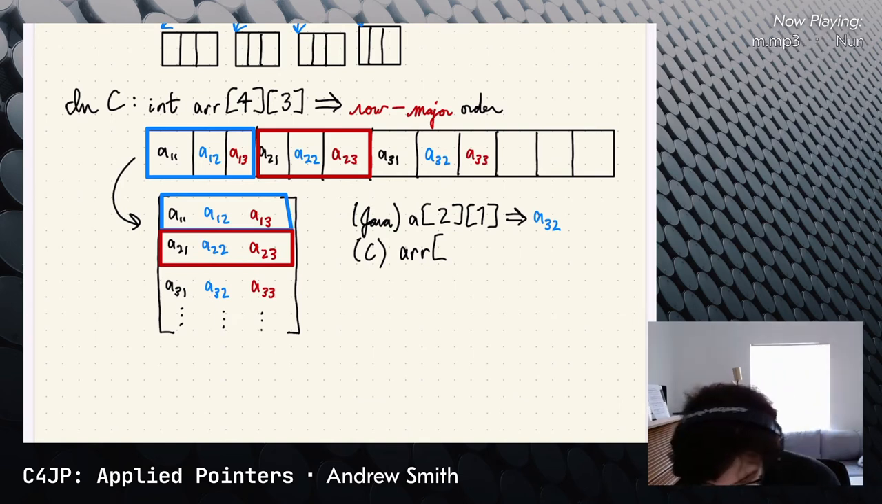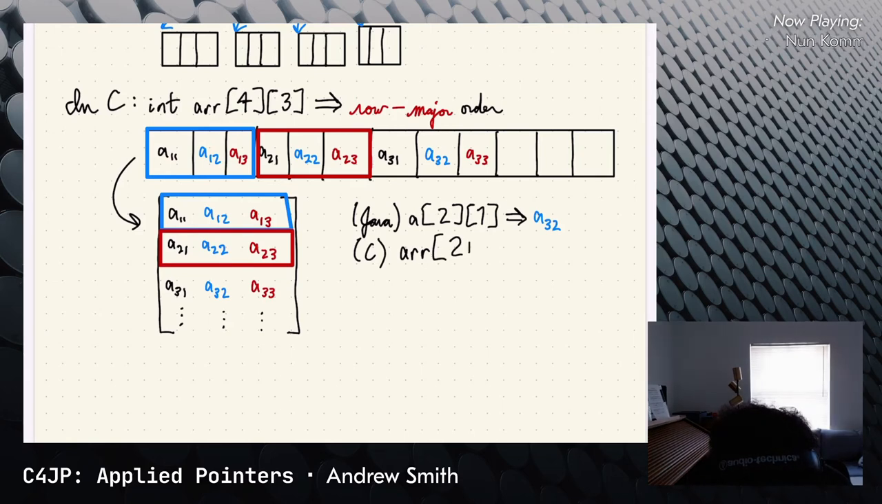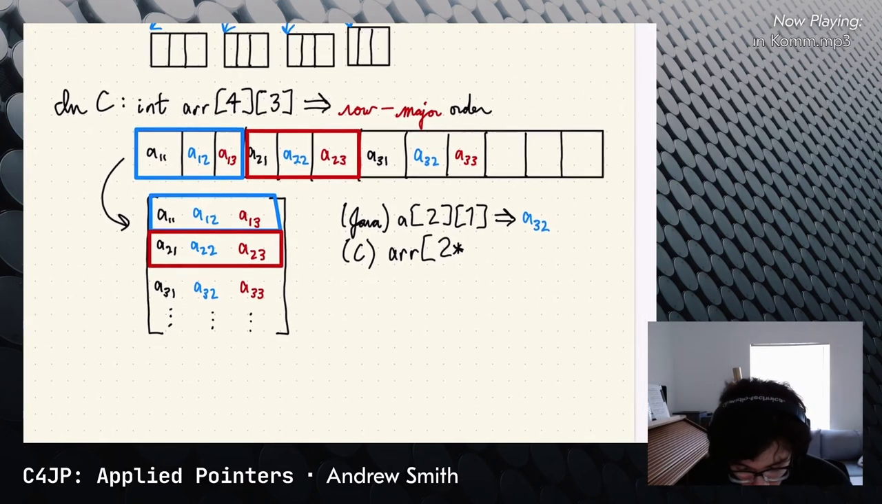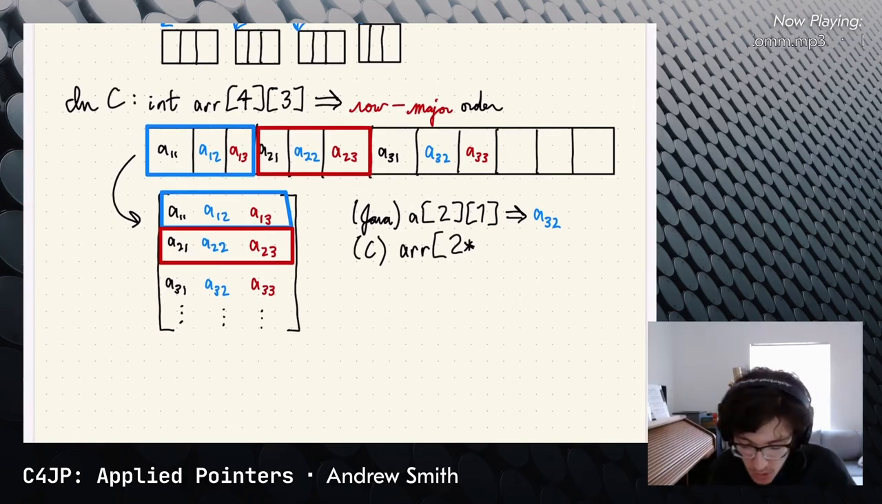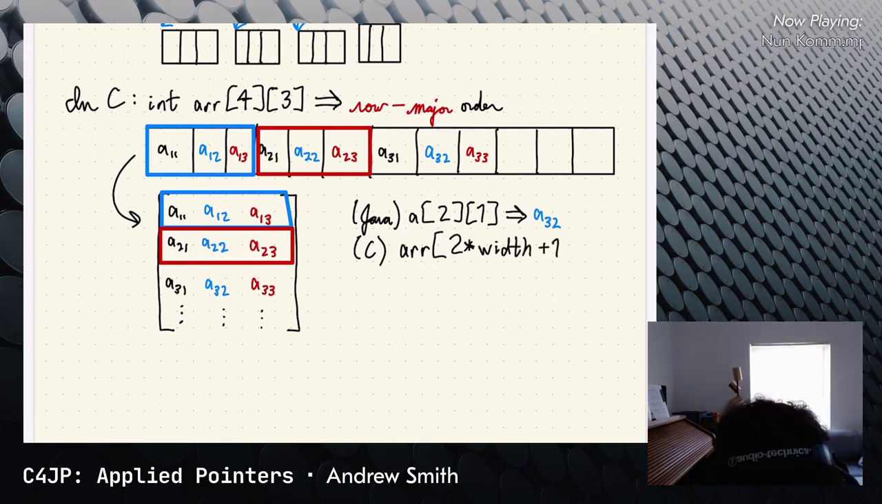So what I'm going to do is take our row number, row two, and multiply that by the width of our array, right? So by the number of columns in each row. And so this is 2 times the width of our array plus 1.